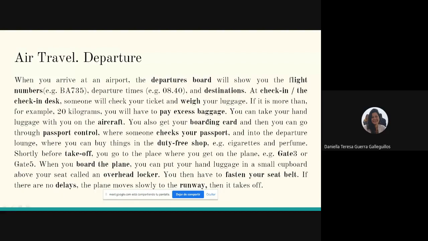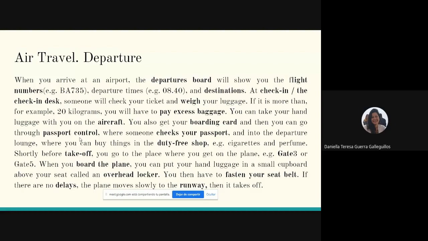Pay excess baggage is when you have too much weight, excessive weight. Aircraft is el avión, is a plane. Boarding card is this card you receive with all your information, your name, the seat number, and etc. Passport control is when a person is waiting for you to check your passport to see if it is real or not and to put this stamp.